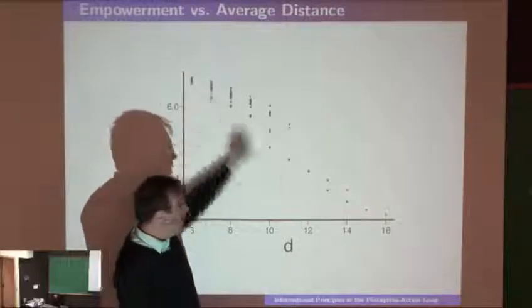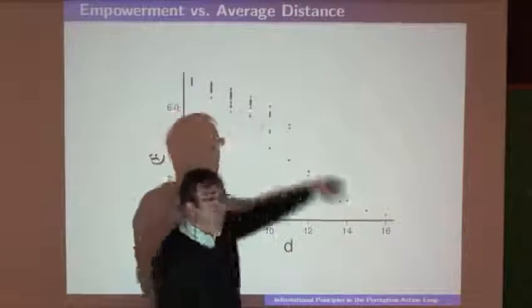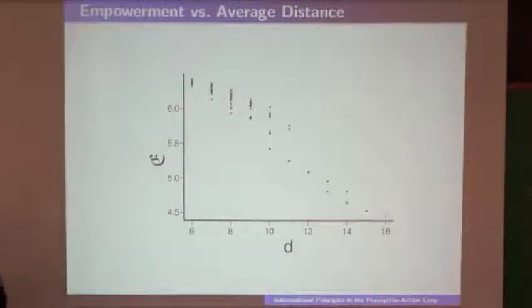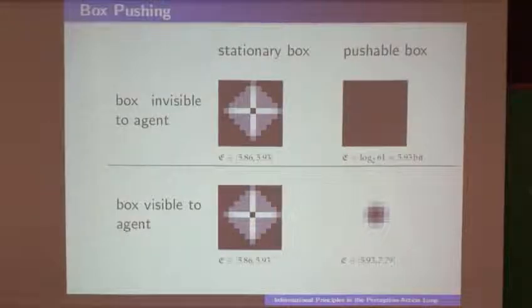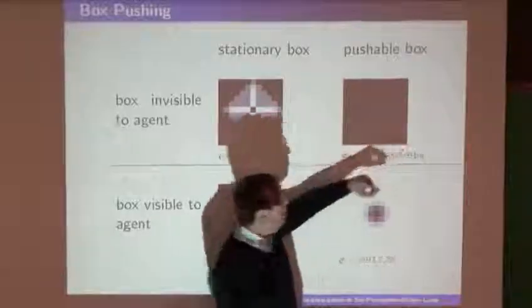It's high when it's good, and this is the average distance. It's high when it's bad. You see they're pretty well anti-correlated. But empowerment is a local quantity. So this is an introductory example. Here's another example. Let's skip this one. Let's just look at the pushable box.